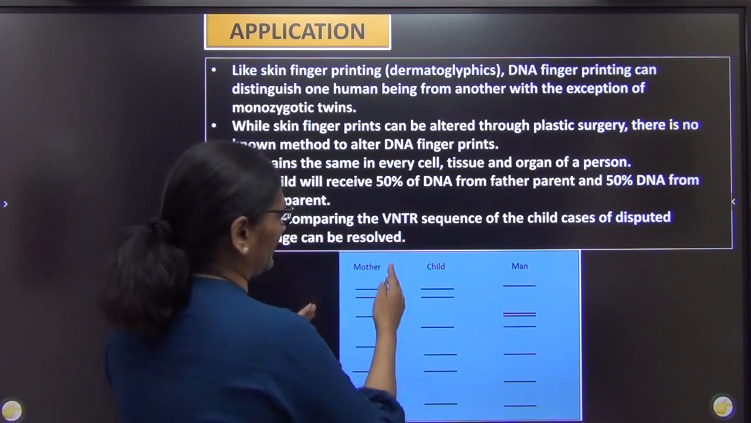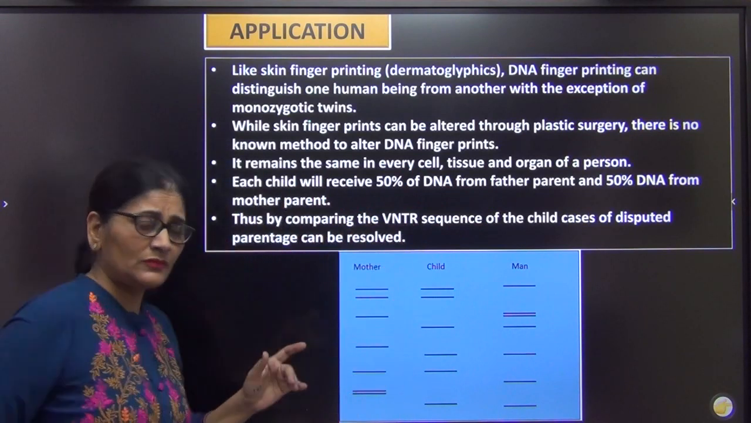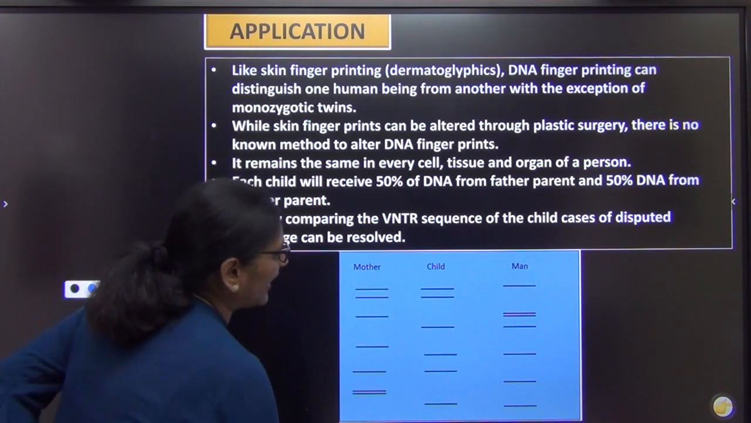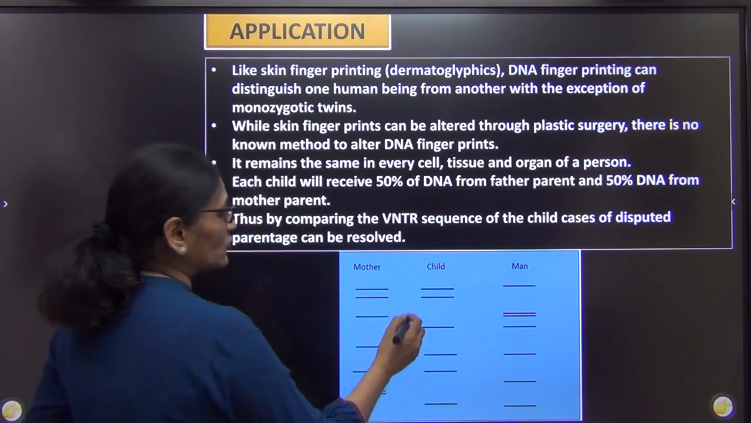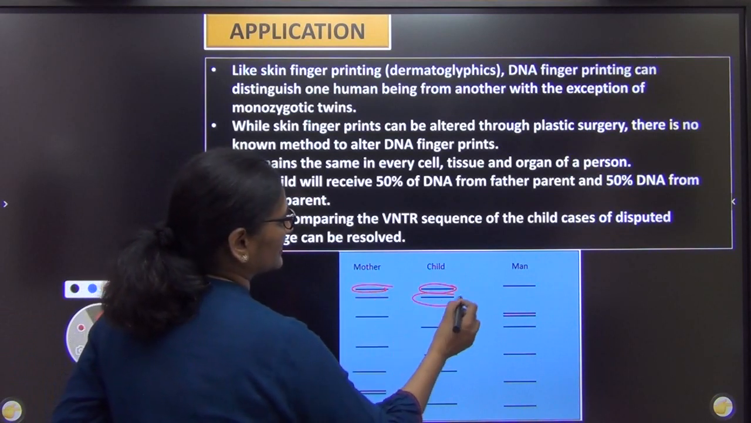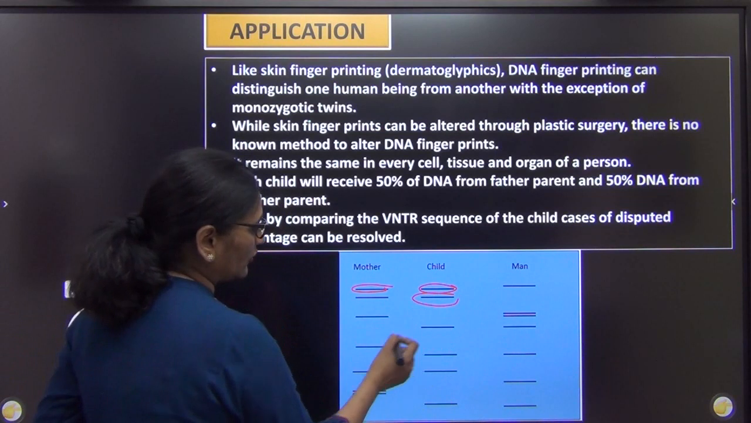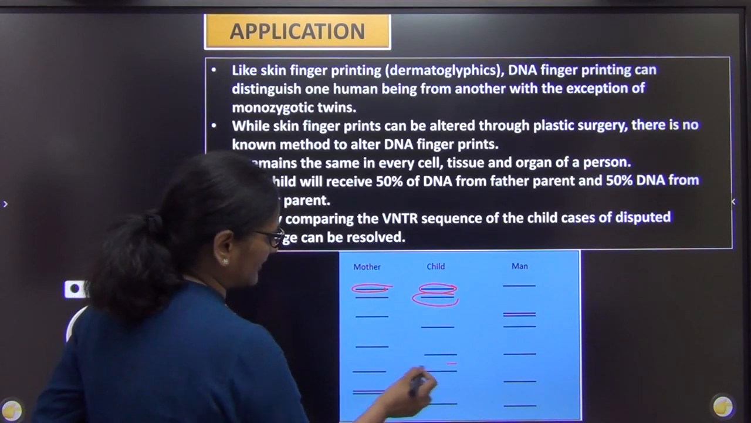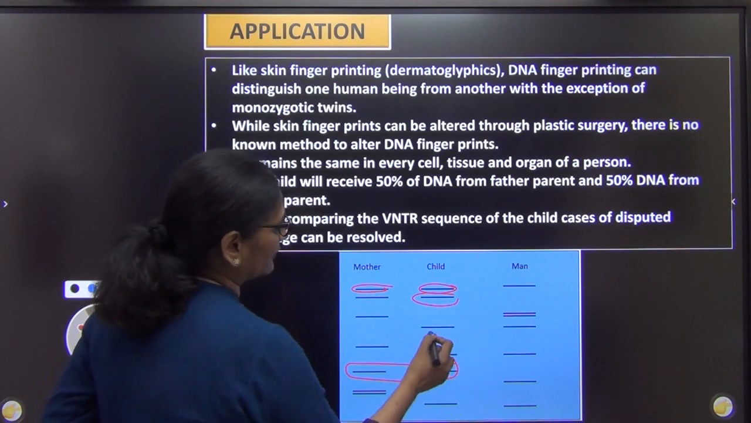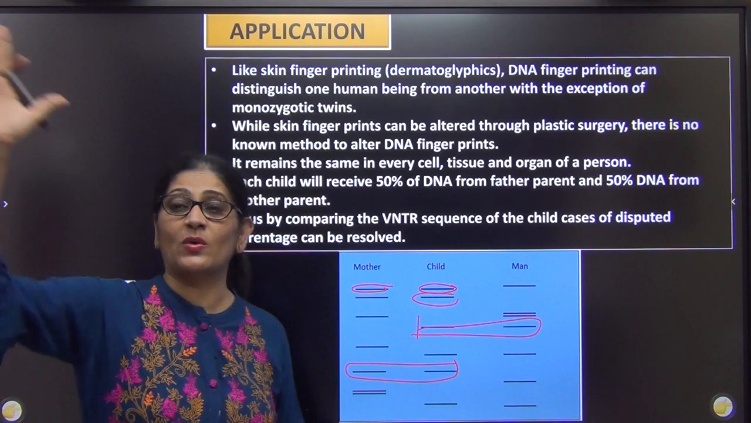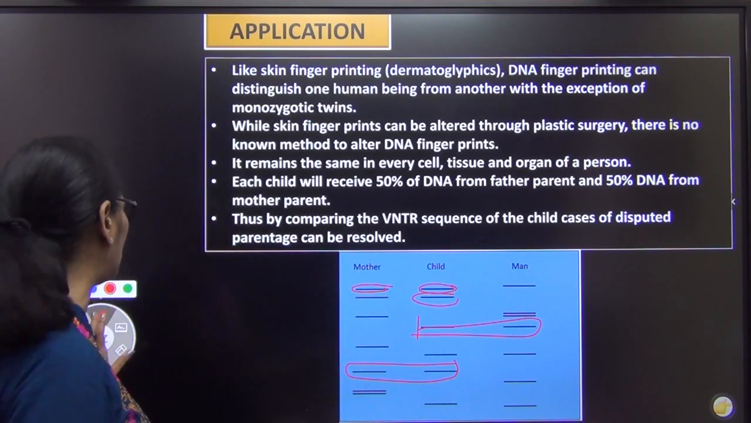Thus, by comparing the VNTR sequence, this is the child VNTR sequence. How will I identify the mother and the father? So one of them will be actually identical to the mother. This is the father. So the child has some of the pattern similar to the mother and some of the patterns similar to the father. From this we can find out, because one we receive from the mother and one we receive from the father.